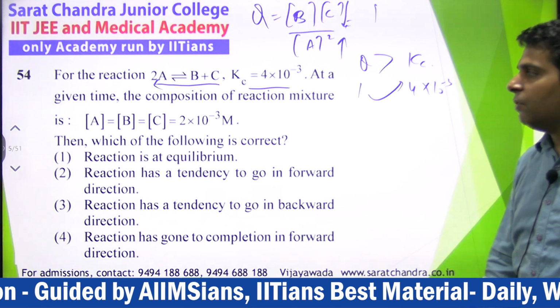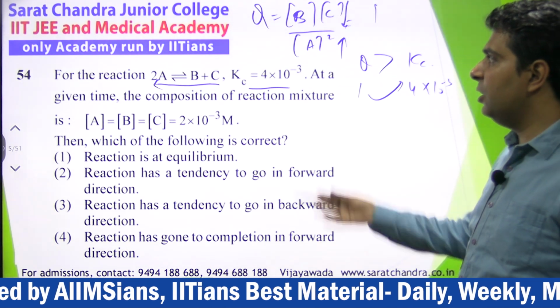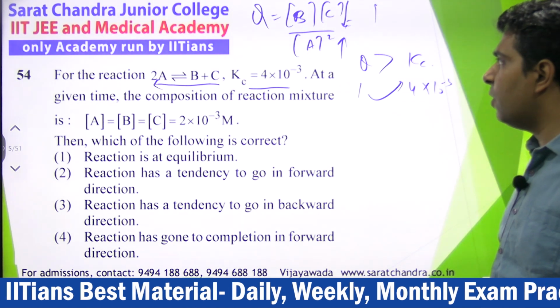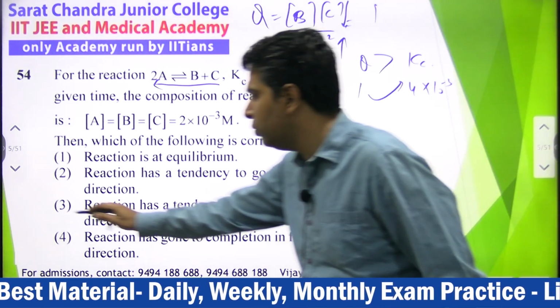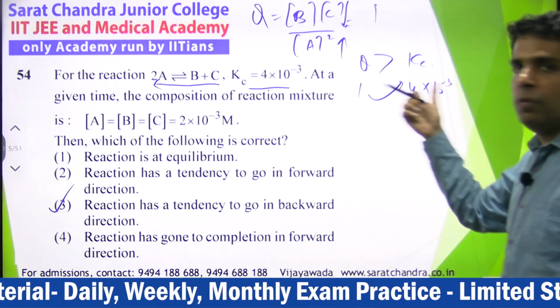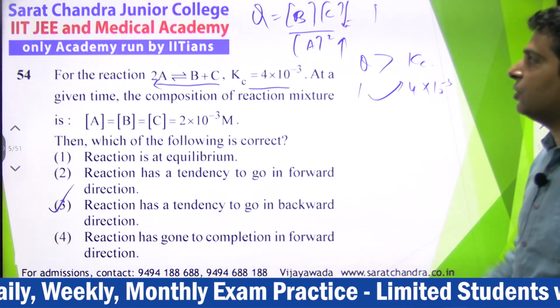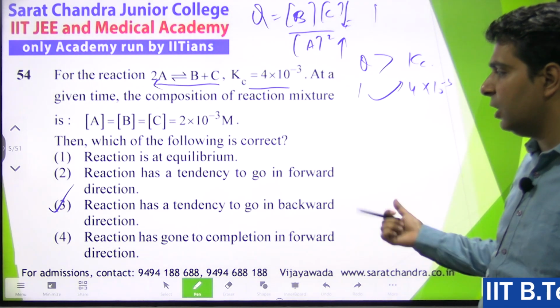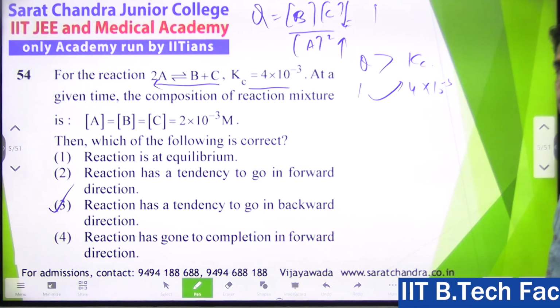So question is asking which of the following is correct. Reaction is in equilibrium? No, the reaction is not at equilibrium. Reaction has tendency to go in the forward direction? No, the reaction has tendency to go in the backward direction. So Q will tend towards Kc, that means the reaction will be going in the backward direction to decrease the value of Q towards Kc. So the answer will be third option.